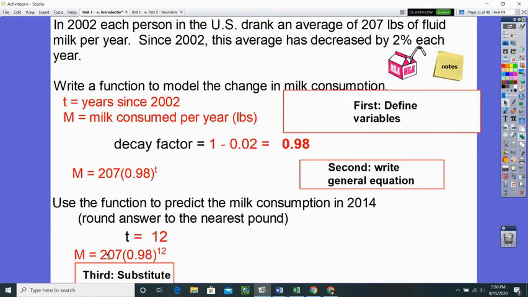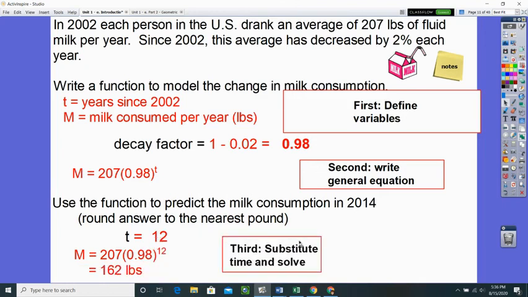And I pick up my calculator. 207 times 0.98 raised to the 12th, and there will be about 162, and don't forget your units, pounds left at 2014.